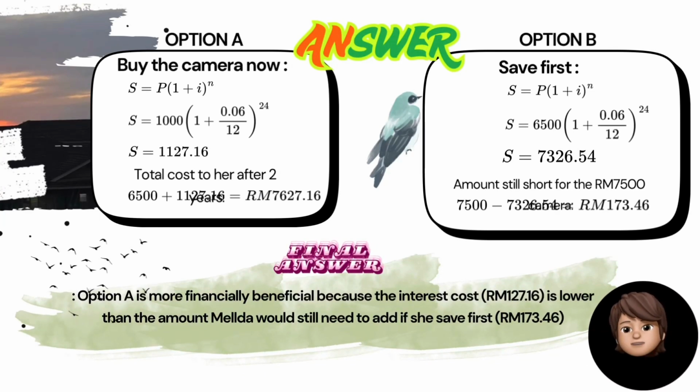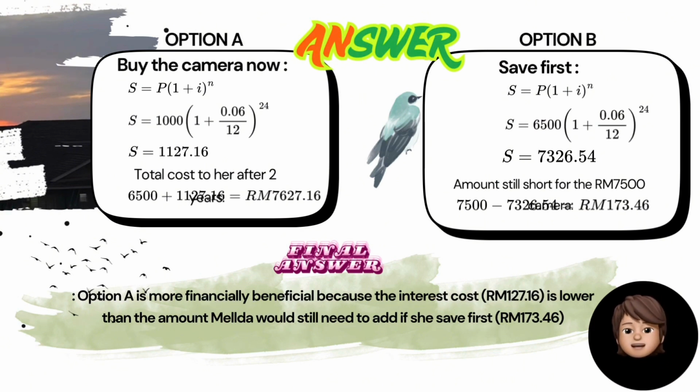Option A, buy the camera now. For option A, Melda takes a loan of 1,000 ringgit. We use the compound interest formula, S equals P bracket 1 plus i raised to the power of n. This gives 1,127 ringgit and 16 cents. So, the total cost after adding to her savings is 7,627 ringgit and 16 cents.